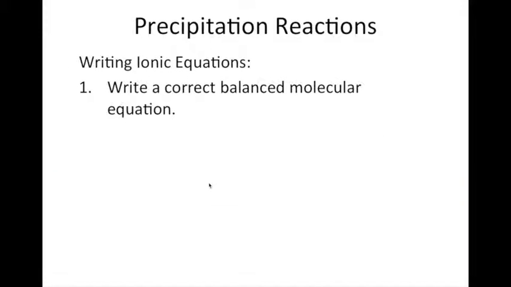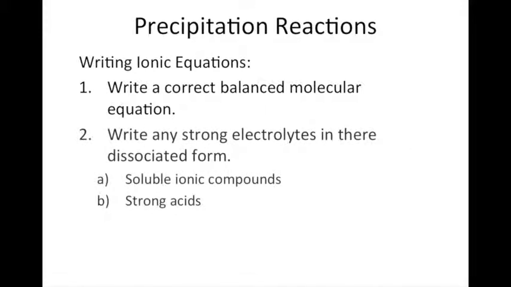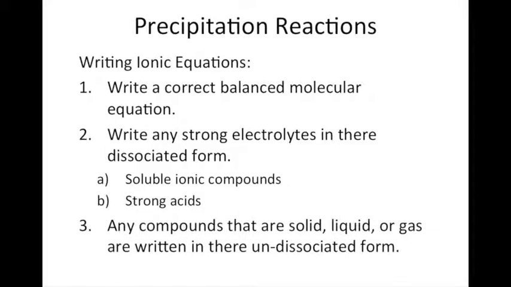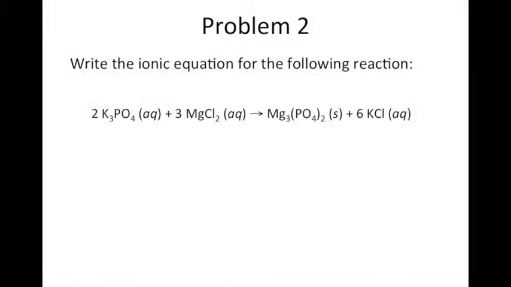So in general, the steps to write a total ionic equation: you must first, of course, write the correct balanced molecular equation. Then anything that's aqueous, any strong electrolyte, such as soluble ionic compounds or strong acids, you write in their dissociated form. Remember the charges, remember to write the correct number of ions, and remember to write whether it's aqueous after it. And then anything that is a solid, liquid, or gas that's formed as a product, you write in the undissociated form, so you don't split it into its ions.